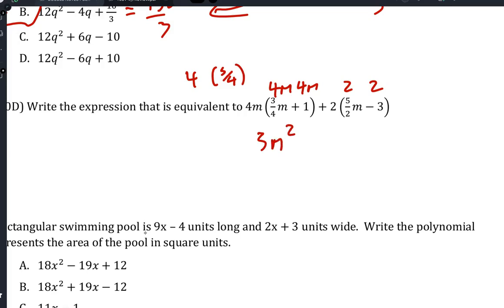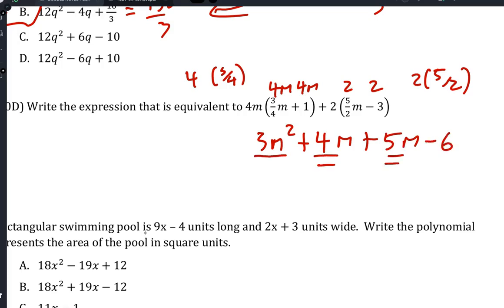M times m is n squared. Remember, sign, number, letter, exponent. The next sign is plus. 4 times 1 is 4. The letter is m. Plus, on your calculator, you're going to do 2 times 5 over 2. Just punch in 2 times 5 over 2. You'll get 5m minus 6.